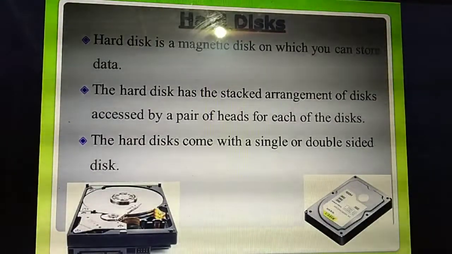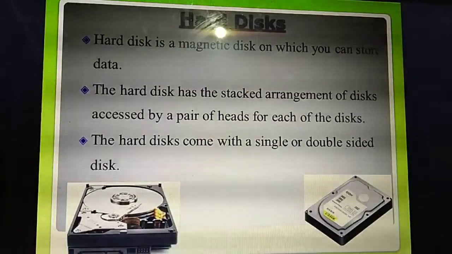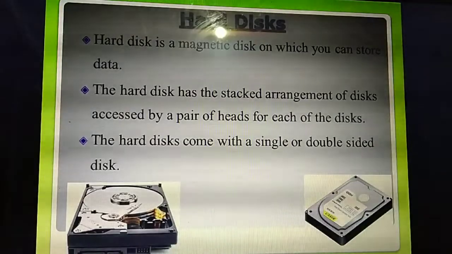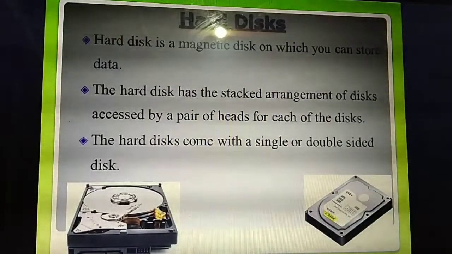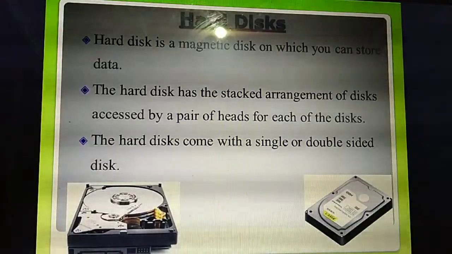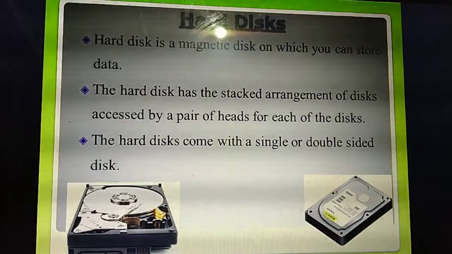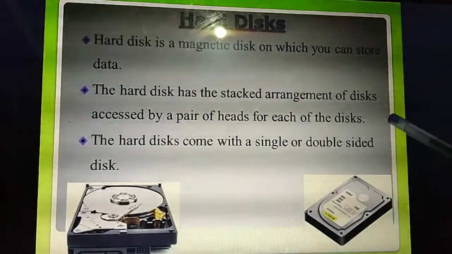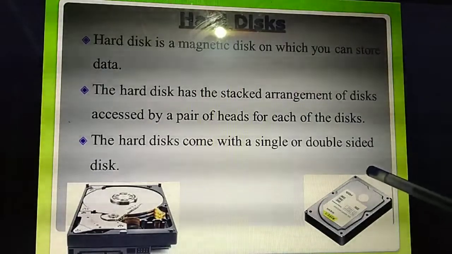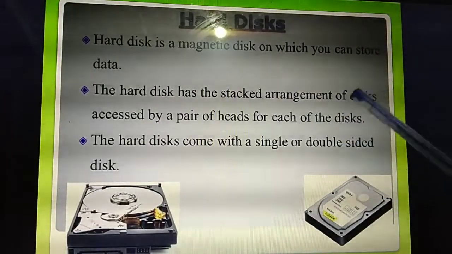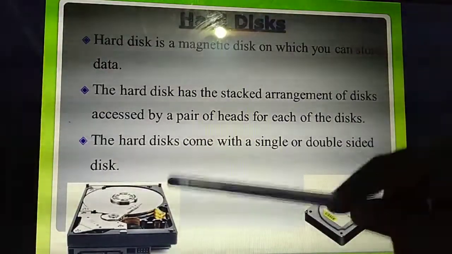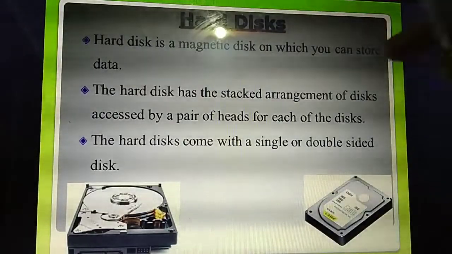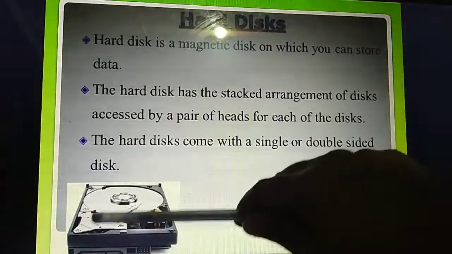If you look at the hard disk in the CPU, the hard disks can be arranged as a stack arrangement. What do you mean by stack? Stack means one above another, one by one arrangement. First you arrange one hard disk, then above it the next one, above that the next one. Likewise, that is a stack arrangement. How can you access this disk? By a pair of heads for each disk. So each hard disk has a particular head, a head-like structure, by which you can access it. This is the internal structure of the hard disk.